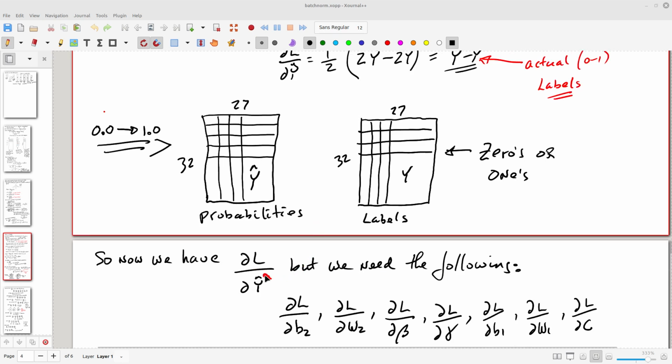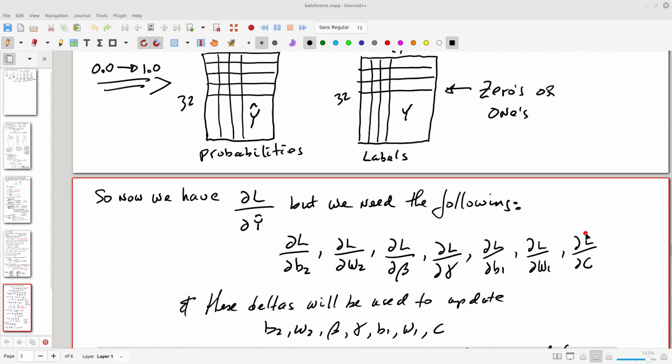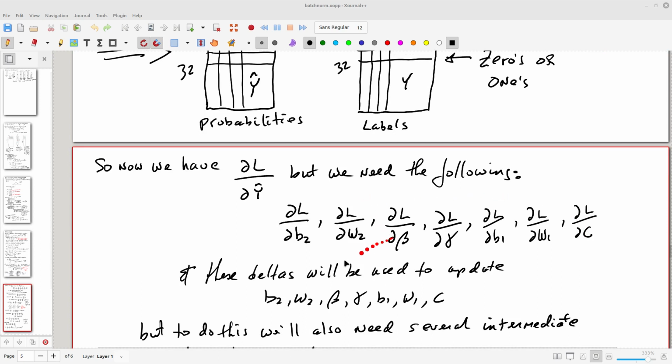So now we have DL, dy predicted. We've just computed that by doing this summation here. But now we need to get all of the following. Look at what we still need. We need the loss with respect to B2, the loss with respect to W2, the loss with respect to beta, the loss with respect to gamma, the loss with respect to B1, with respect to W1, and with respect to C, our lookup table.